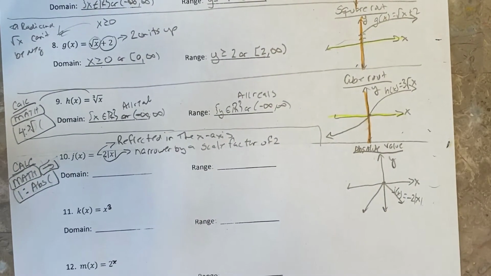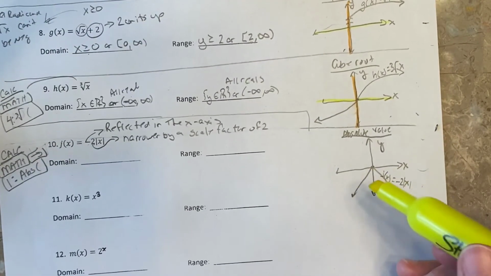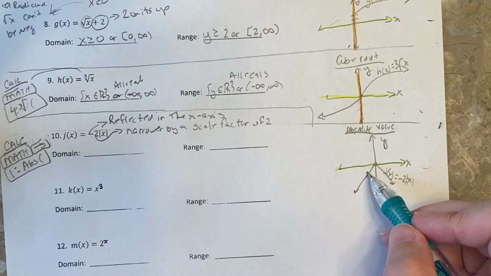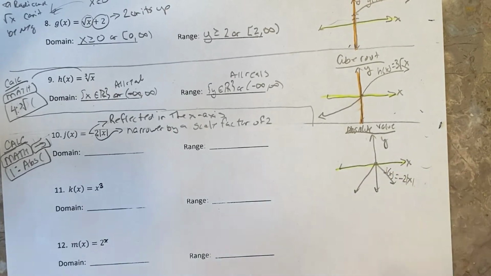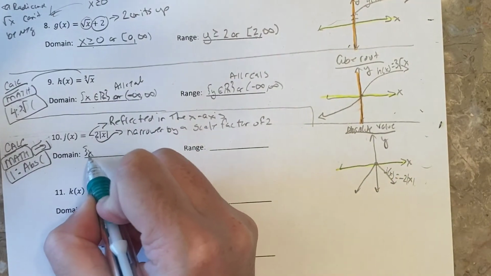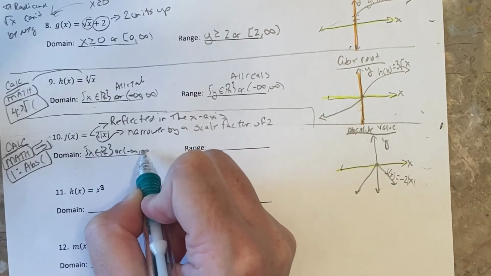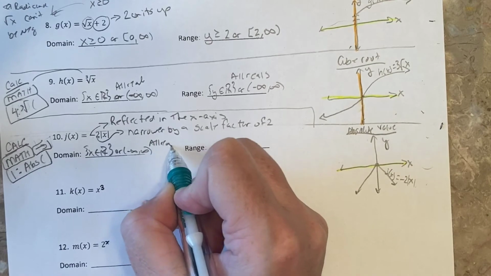All right, so let's do our domain and our range. Okay, so from left to right, this as it's going down is going out, so it's all reals. So we have x ∈ ℝ, or negative infinity to positive infinity. You can write all reals.